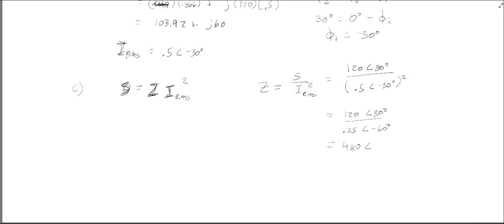Oh, I forgot something here. This was not with the angle. This was supposed to be the absolute value, or the magnitude, just the magnitude, not with the angle. Sorry about that. So that's just 0.5 squared is 0.25, so that's just 480 angle 30 degrees. So this should have been S equals Z I RMS squared.